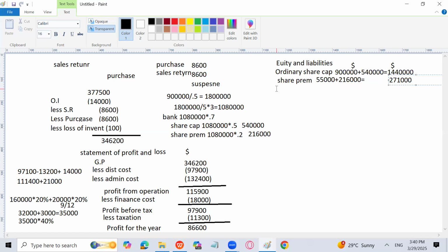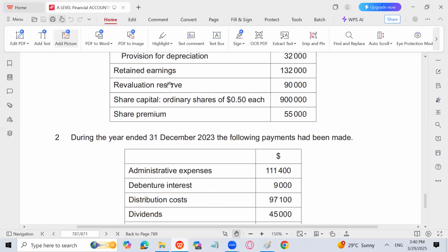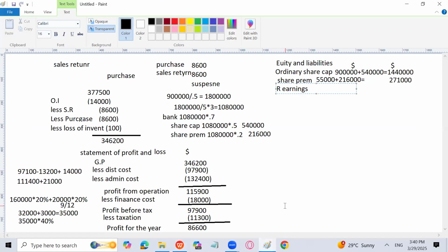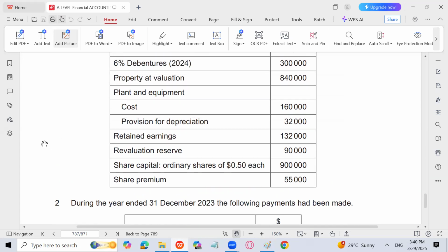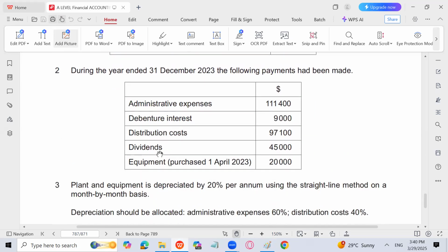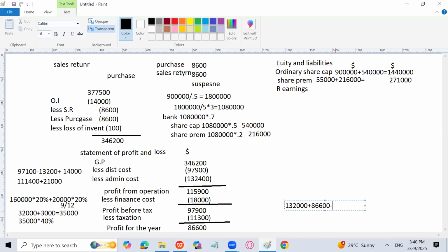Then I will go with the retained earnings. Let's calculate the retained earnings. That is the important point actually, because finding retained earnings is a little bit technical. Retained earnings are given 1,32,000, right? And we have profit also. So let's calculate it over here. Retained earnings is 1,32,000 plus profit for the year 86,600, right? Then there is dividend also, so we have to subtract dividend. Sir, where is it? Let me show you. Here are dividends, 45,000. So I will subtract 45,000.